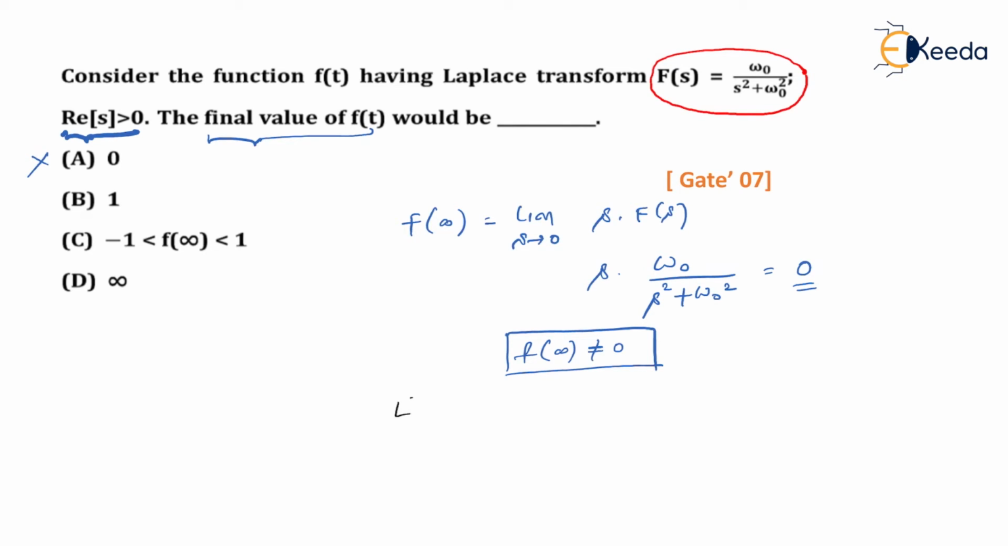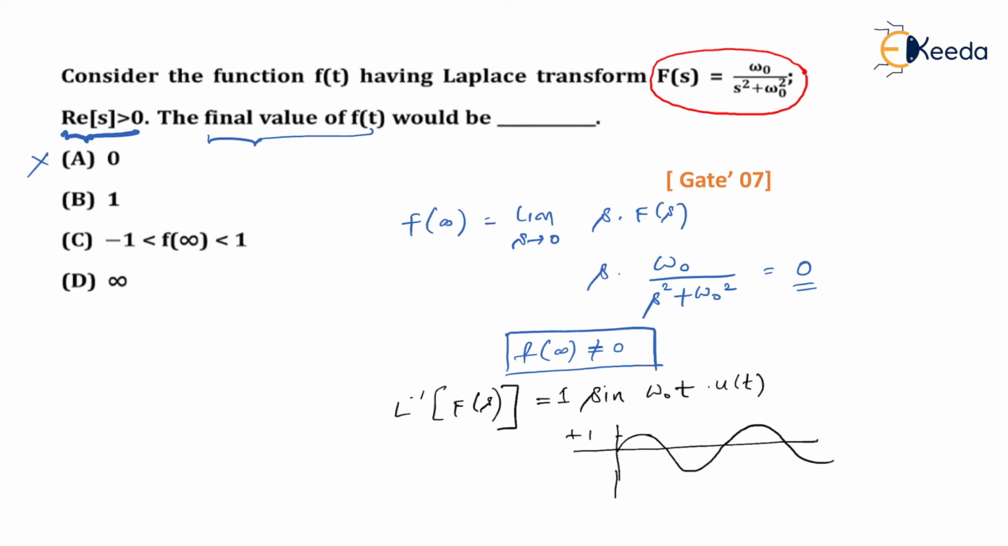So here, inverse Laplace of F of s is simply sine of omega naught t. And when it is sine of omega naught t, as you can see, the amplitude over here is 1, and it is a sinusoidal function. Of course, it is multiplied with u of t. Then you'll get this kind of function.